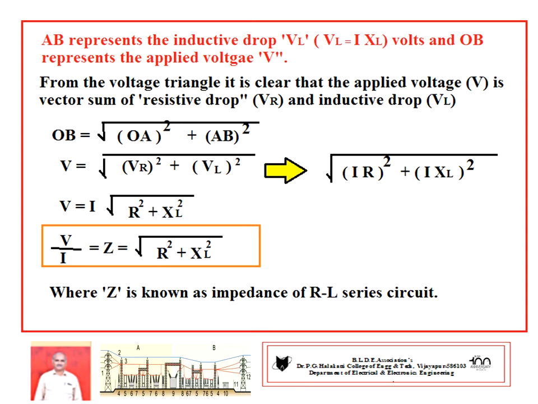In the next step, take the current to the voltage side, that is the ratio V by I. V by I in an AC circuit is known as impedance, where Z is the impedance of the given AC circuit. Impedance equals the square root of R squared plus XL squared. Sir, it is very, very important. You work it out and remember. Once again, Z is the impedance of the RL series circuit, equal to the square root of R squared plus XL squared, where XL is the inductive reactance.